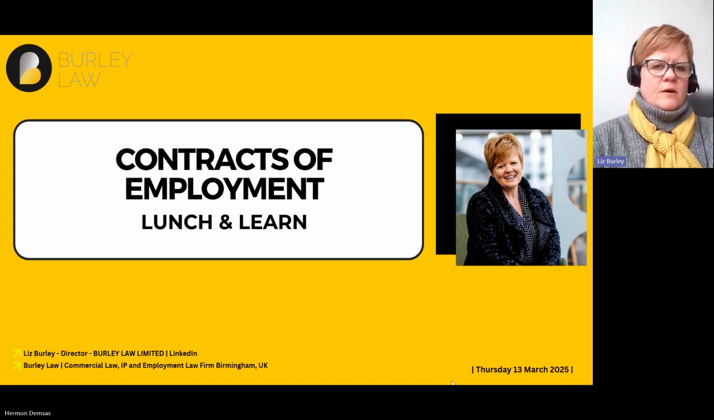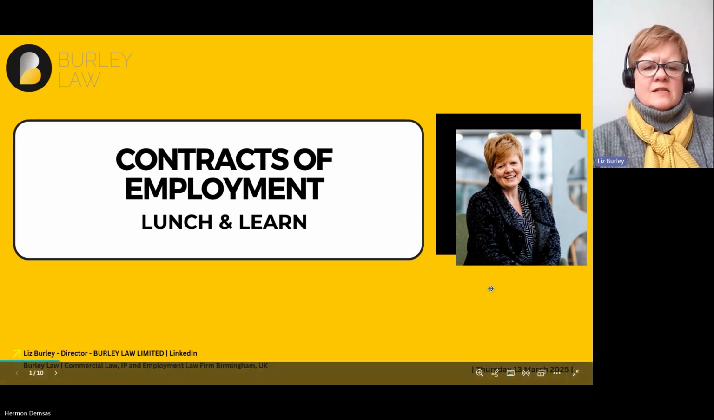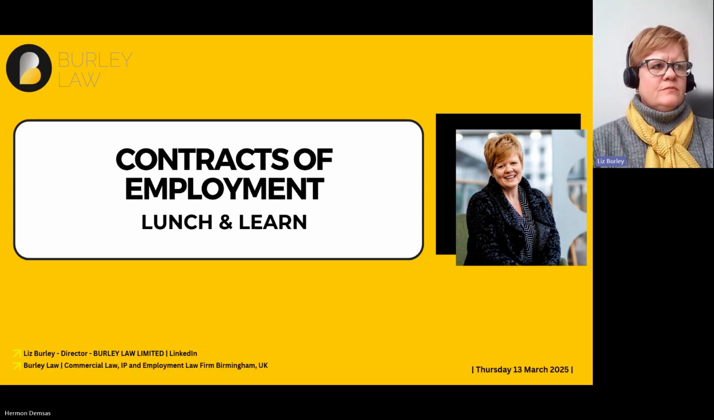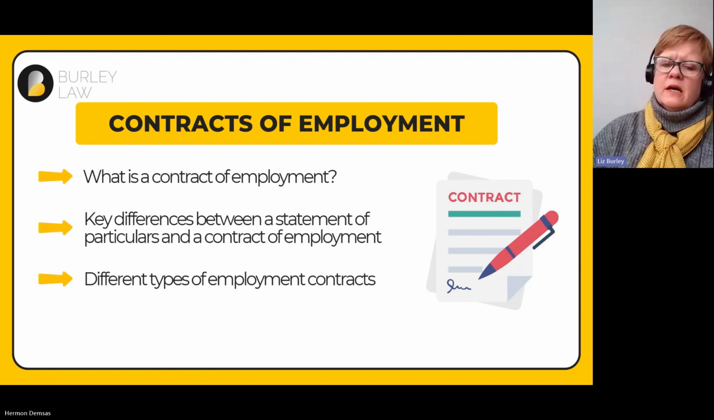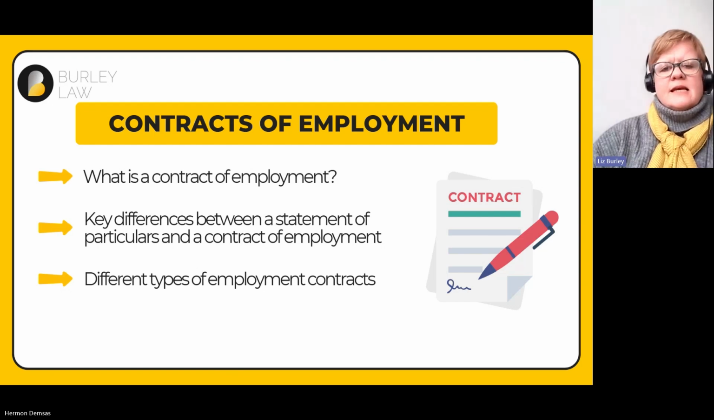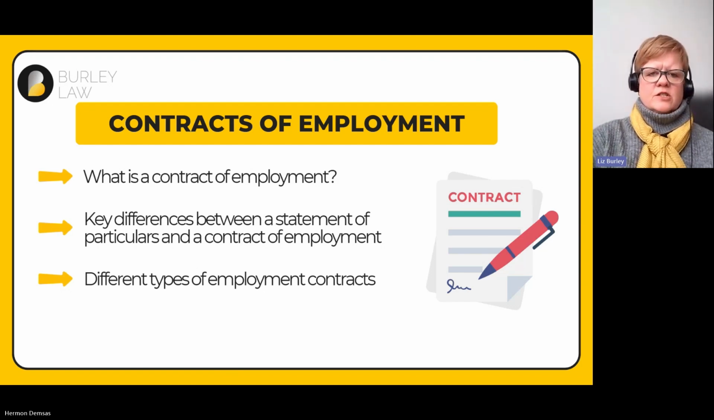So I'm going to kick off by thinking about what is a contract of employment. Next slide, please. So, what is a contract of employment? It is a legally binding agreement between employer and employee that sets out the terms and conditions of the relationship, the terms and conditions of employment.